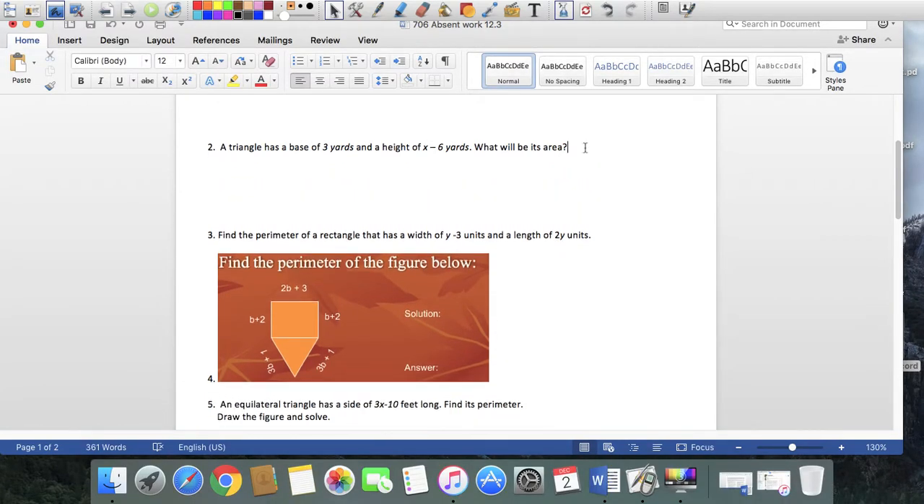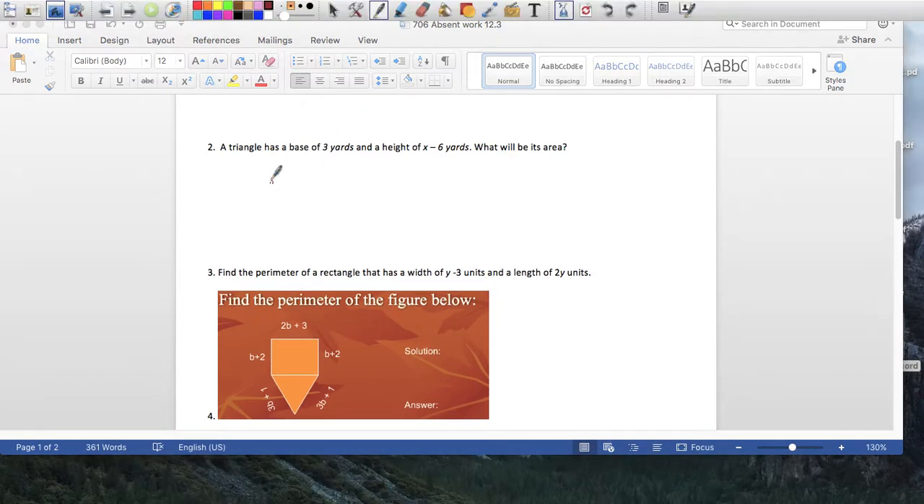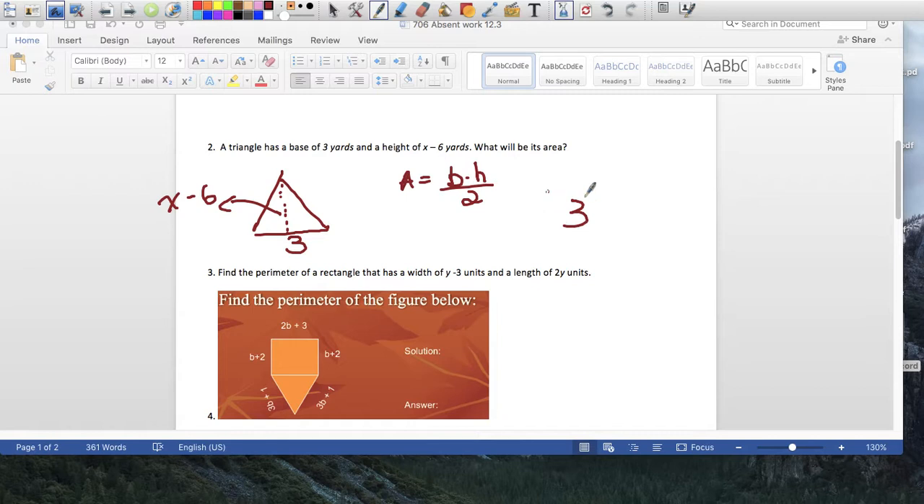Triangle. A triangle has a base of 3 and a height of x minus 6. So here's a triangle. This is 3 yards, and my base is represented by this line here. I'm just going to write that as x minus 6. And the area of a triangle is base times height divided by 2, right? Remember from last year or 5th grade. So my base is 3, so I'm going to substitute. My height is x minus 6, and I'm going to divide all that by 2.